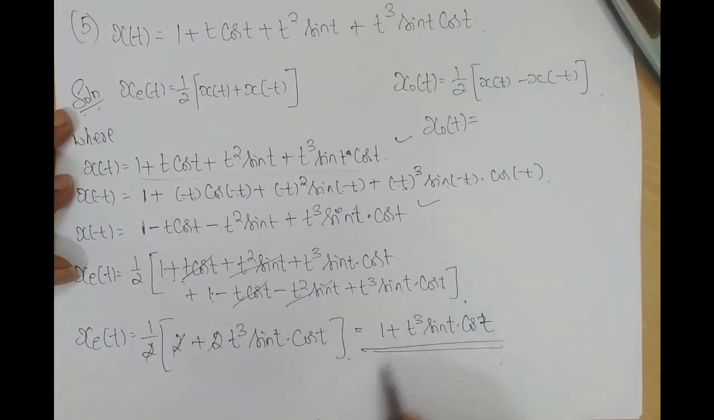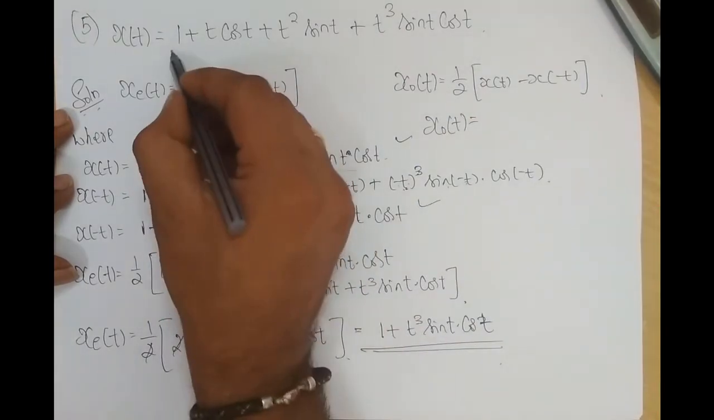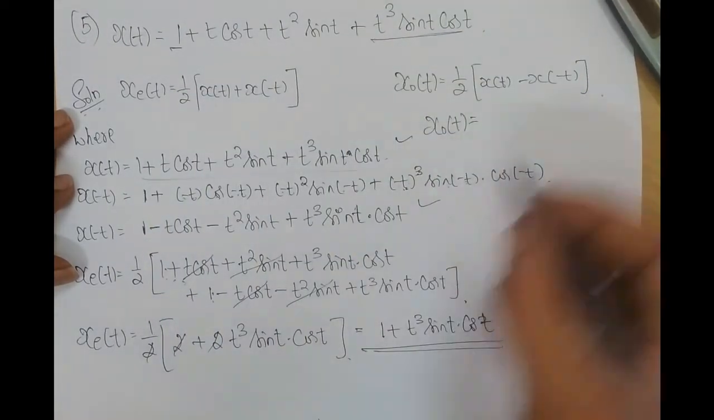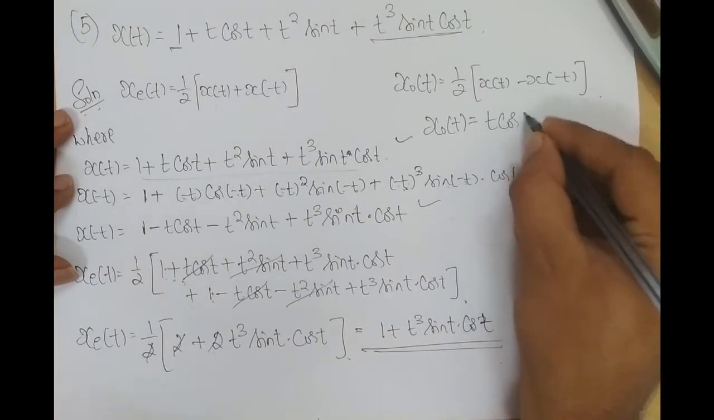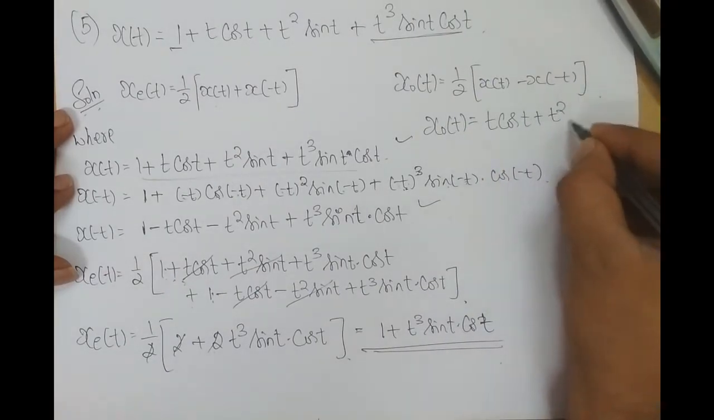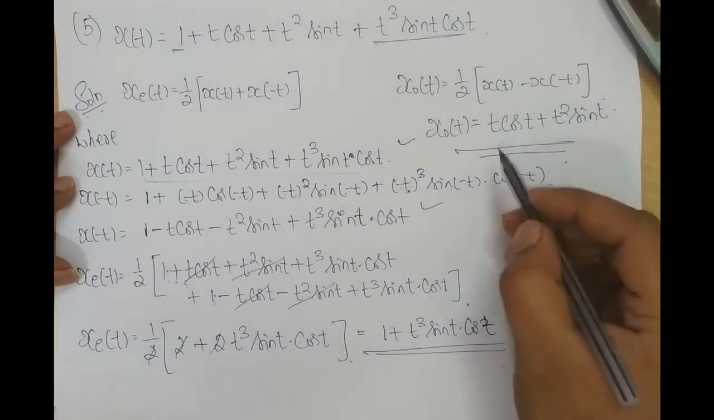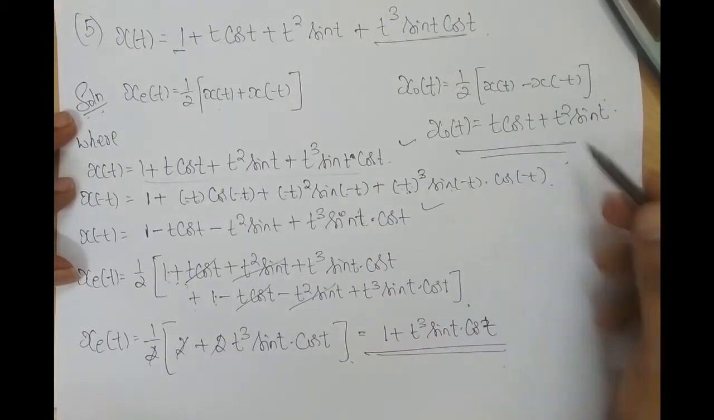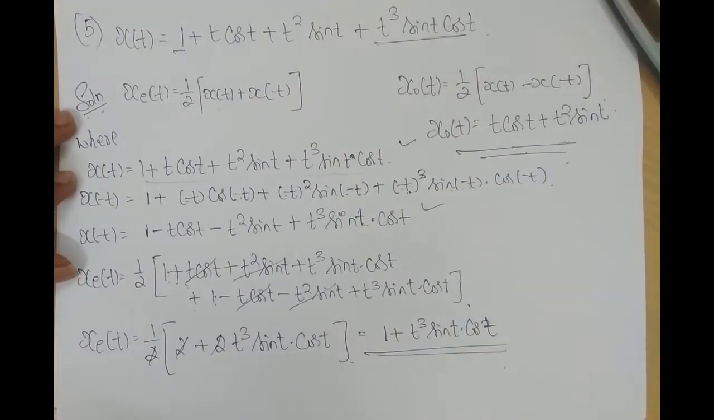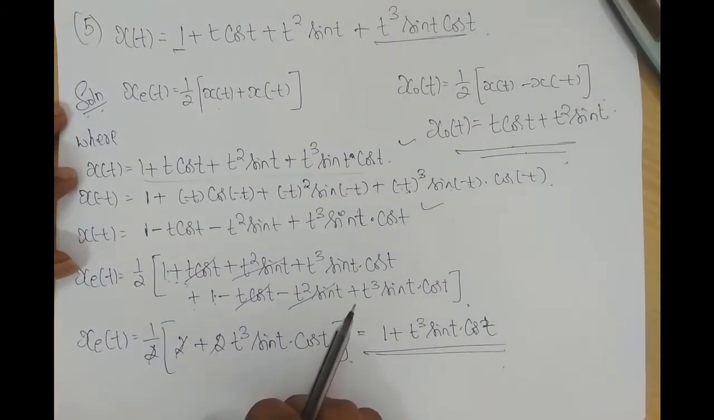X o of t is what? I have the term 1 and the term t cube sin t cos t, so the rest of the terms are t cos t plus t square sin t. So this is the odd component, but don't write it directly. You solve it and write the final answer, okay? Because this might fetch you the marks, okay?